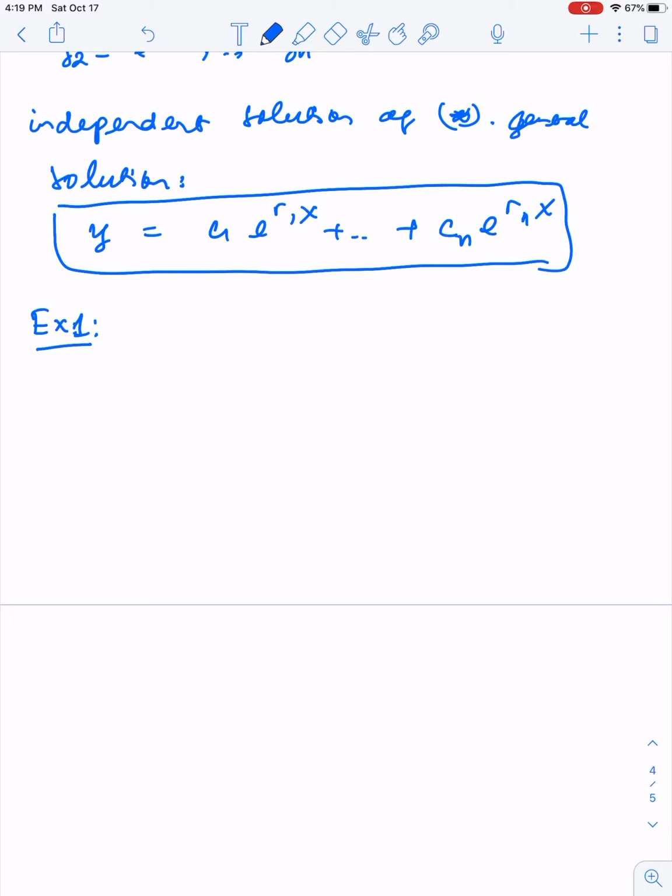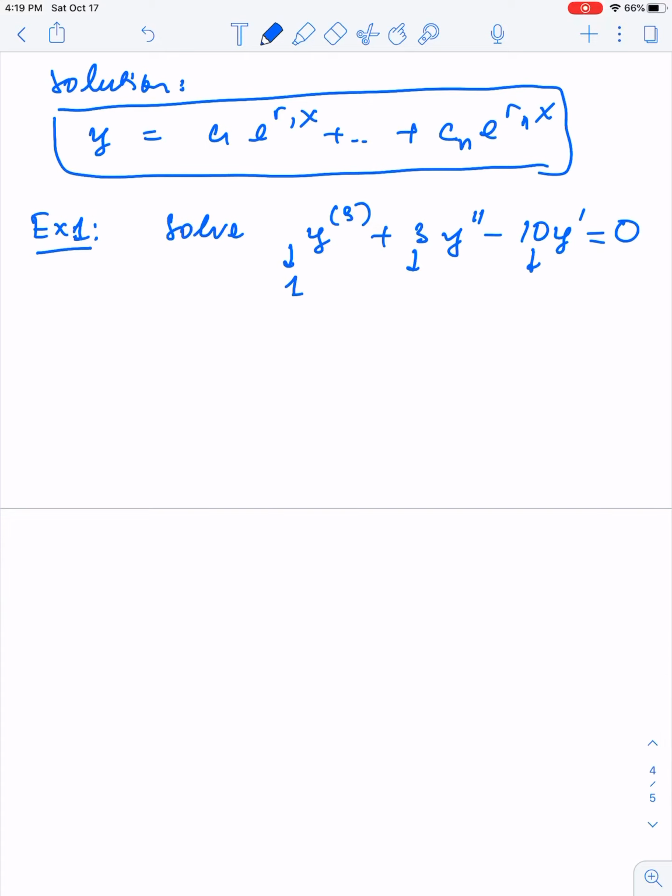Example 1. We want to solve the equation: the third derivative plus 3 times the second derivative minus 10 times the first derivative equals 0. And this equation is a homogeneous equation with constant coefficients, because the coefficient is 1, and 3 is also a constant, and 10 is also a constant, right? Okay. So, the characteristic equation.